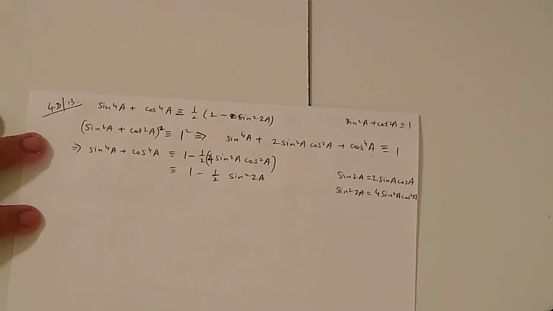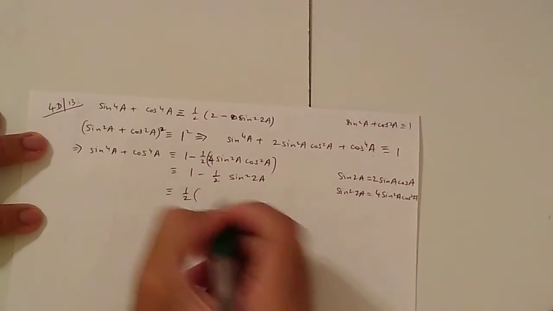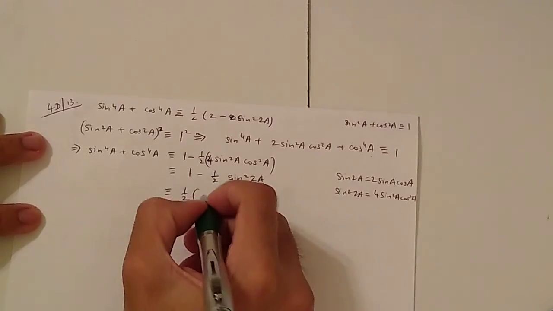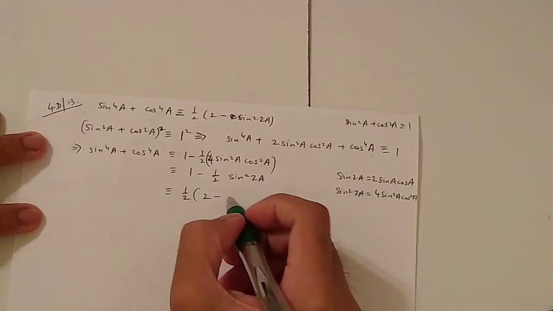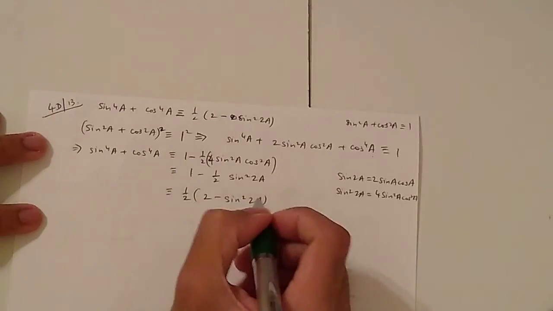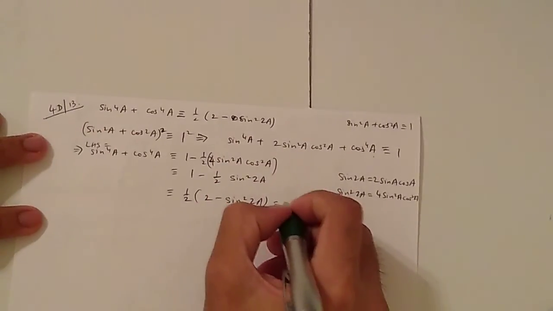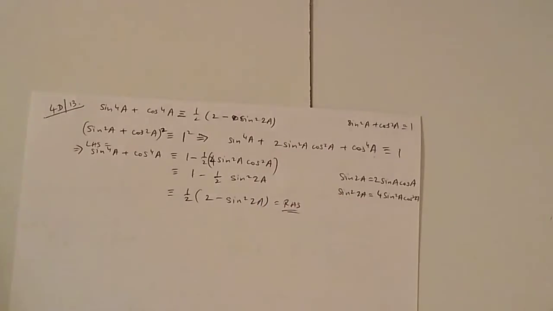Last step, factorize half out of this expression. If you factorize half out, 1 divided by half is 2, and half divided by half is 1, and that is equal to sine square 2a, and that's your right hand side. So this left hand side is therefore equal to your right hand side over here.